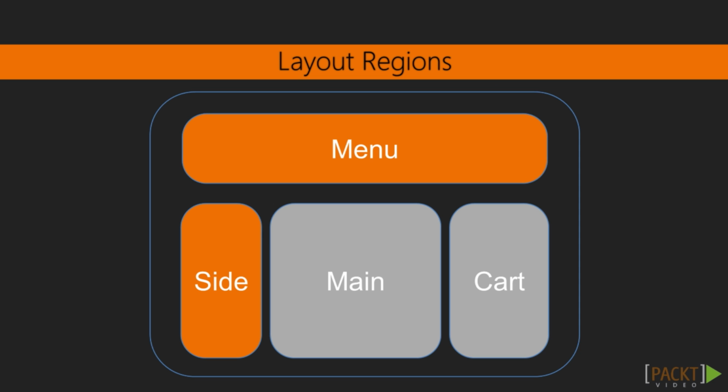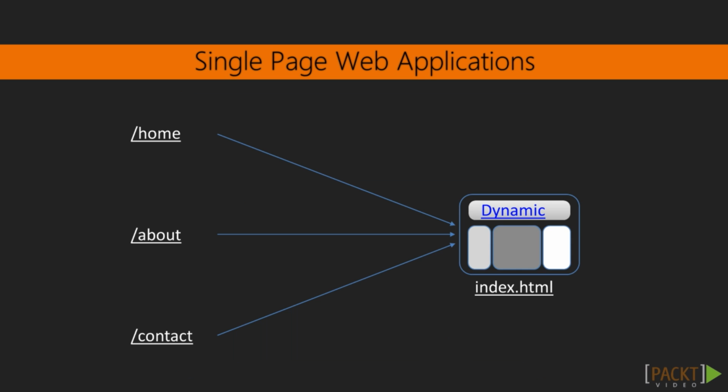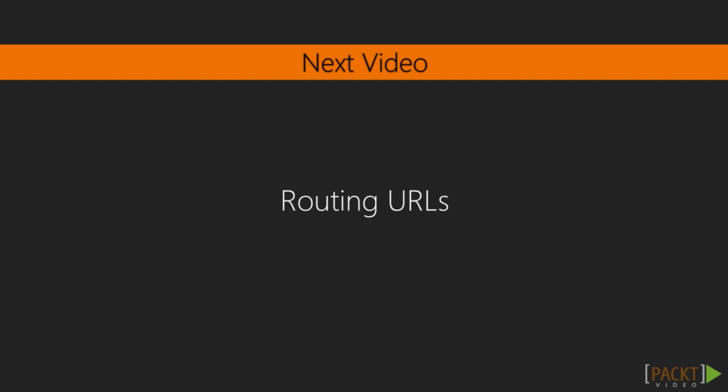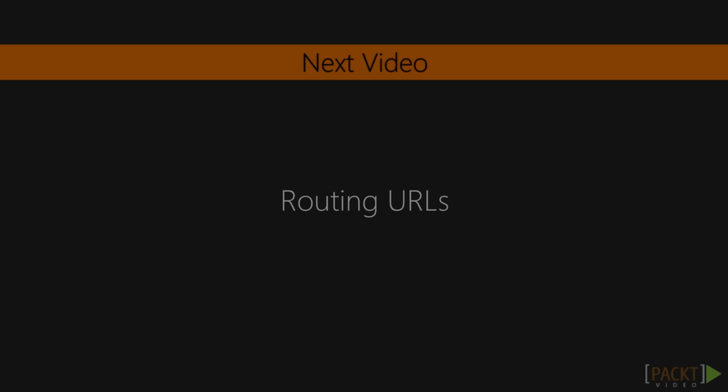If you were to break it out into layout regions, you could reduce the amount of load time for each page by just loading the content that is changing on each of the pages. Within Meteor, Meteor loads the template into memory, and then we can swap out sections of a page instead of the entire page. This is known as single-page web applications and routing. Let's move on to the routing URLs.